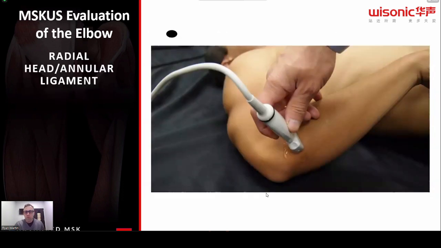So at this point, what we want to look at is, while the probe is in this direction, you just take that ultrasound probe in the short axis of the radius, and we're going to find the radial head and the annular ligament that is right on top of it.